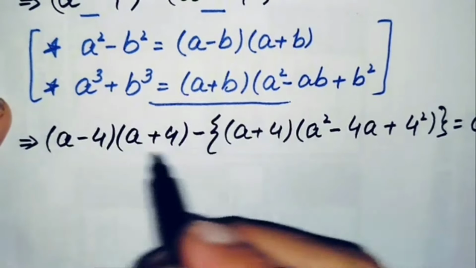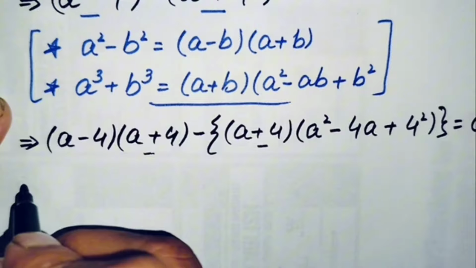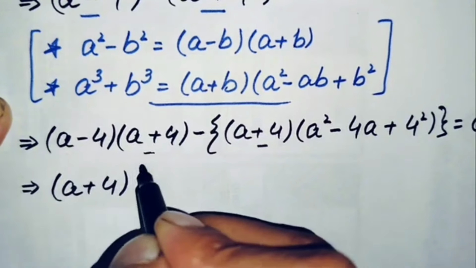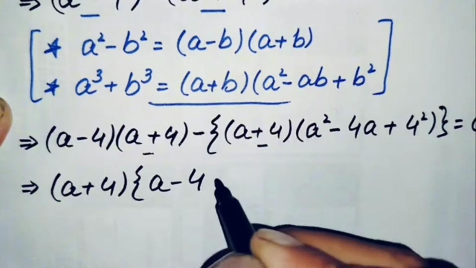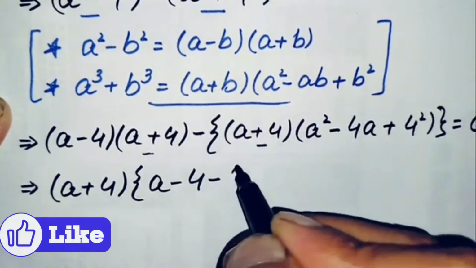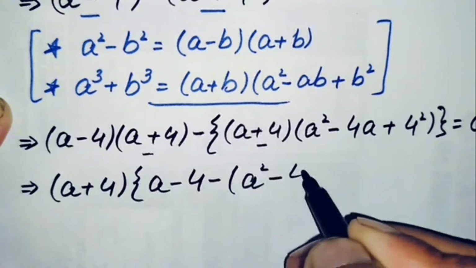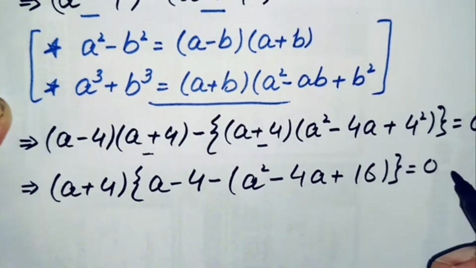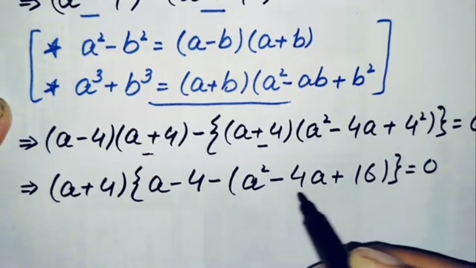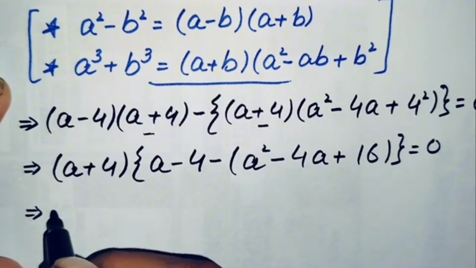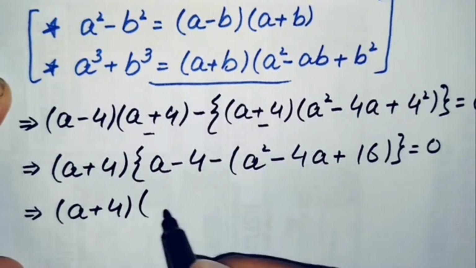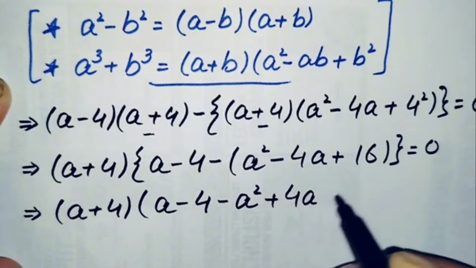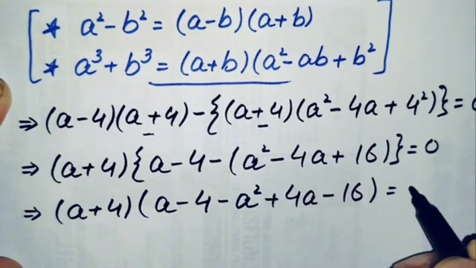0. Now looking at both the expressions, a + 4 is common, so we will take it out common from both the terms. So this will become (a + 4) times, now in this one term only a - 4 is left, minus the quadratic expression which is left, a^2 - 4a + 4^2, that is 16, is equal to 0. Now we will multiply this negative sign inside the parenthesis. So this will become (a + 4)(a - 4 - a^2 + 4a - 16) = 0.